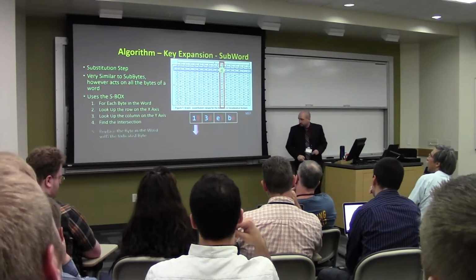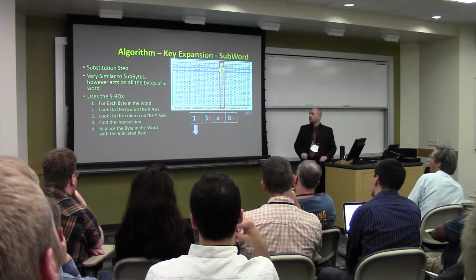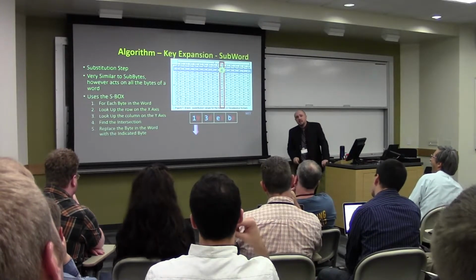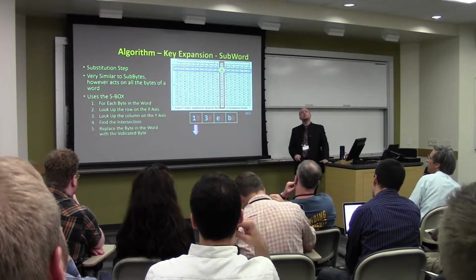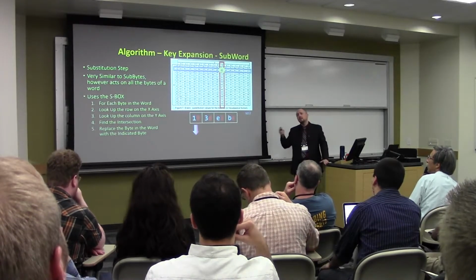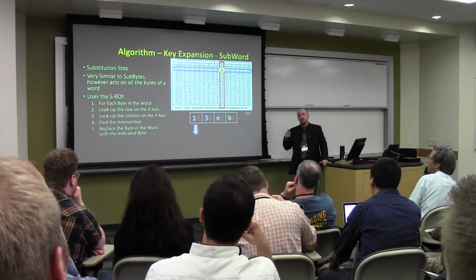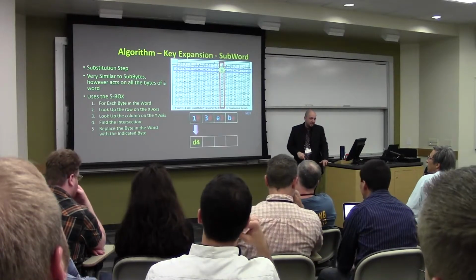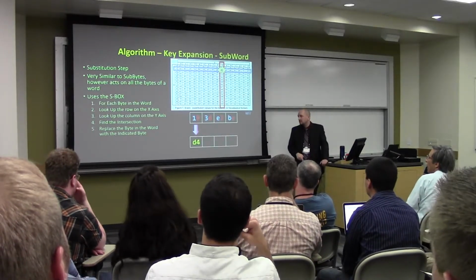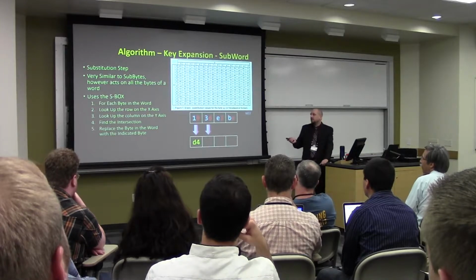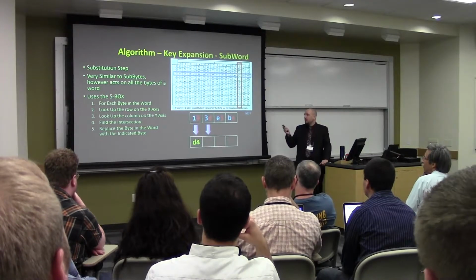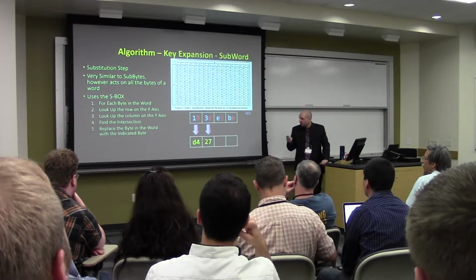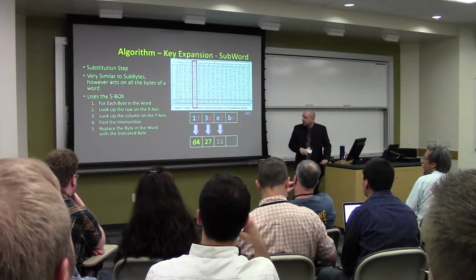So in this case, we replace the byte in the word with the indicated byte. Remember, we're trying to build the expanded key. We're going to be concatenating on to the key as we go. So we're still trying to build that. Our first value here is going to be D4. We repeat the process. 3D, 27, so on and so forth. We have E3.